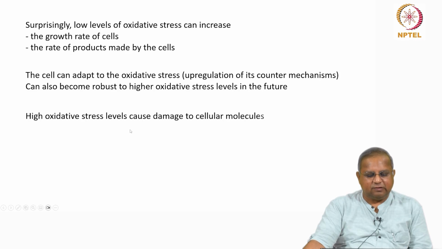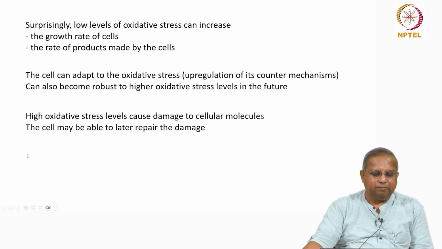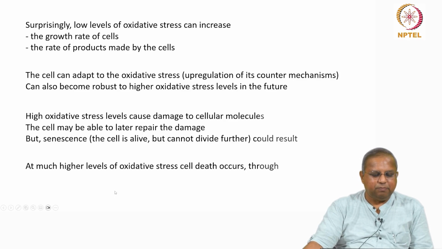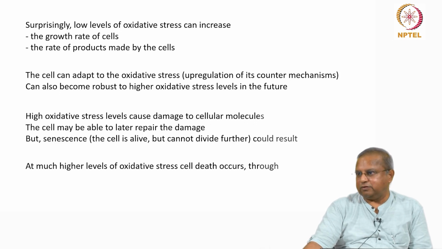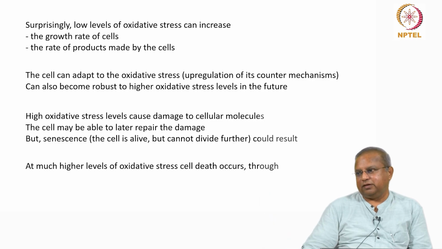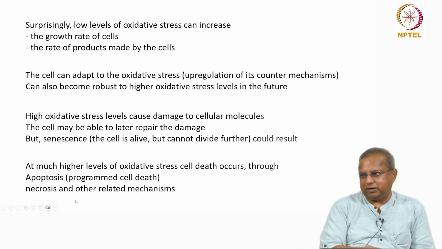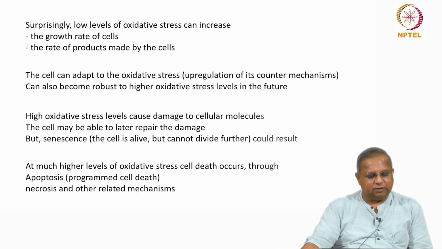Higher oxidative stress levels cause damage to cellular molecules because they oxidize these molecules. The cell may be able to later repair the damage, but senescence, where the cell is alive but cannot divide further, could result. All these could happen. At much higher levels of oxidative stress, cell death directly happens, either through apoptosis, programmed cell death, or even necrosis, and other related mechanisms such as autophagy.